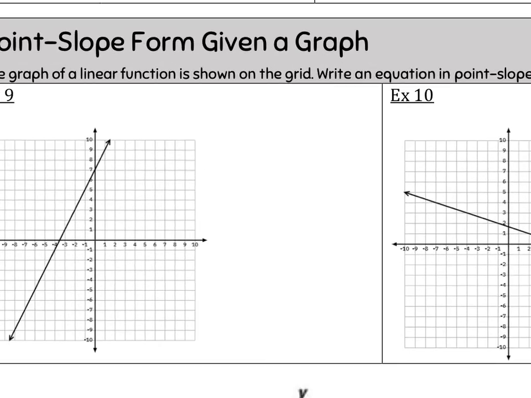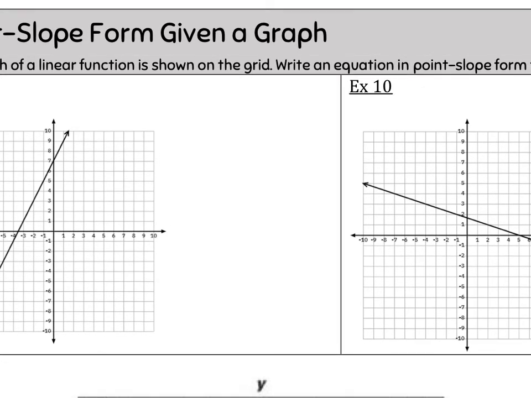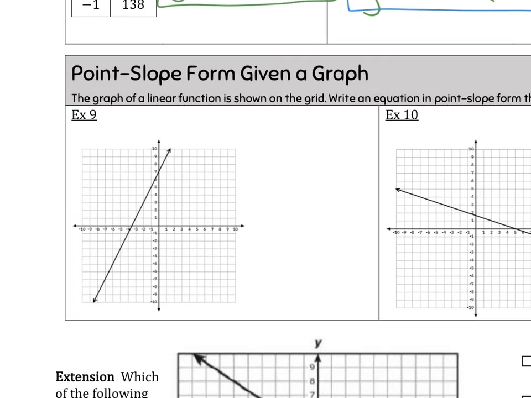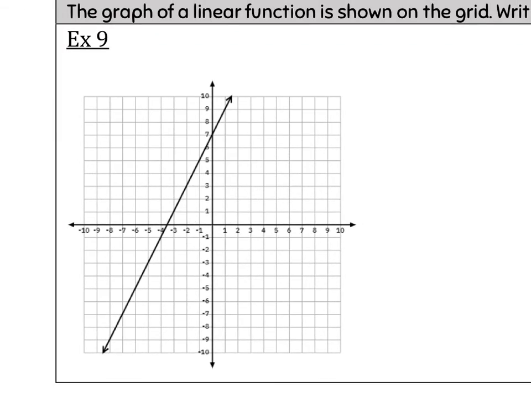Let's look at examples 9 and 10. I still want you to write a point slope form of an equation, which means I need a coordinate point and I need a slope. But what did I give you this time? A graph. Can we find a point and a slope on a graph? Of course. Okay, let's start with the slope. How do I find slope from a graph?